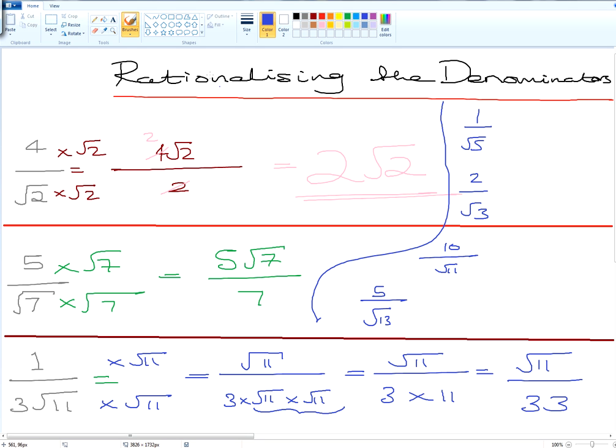Who's doing the first question? So times that by root 5. That gives you root 5 over 5. Because don't forget, root times by a root is the number inside. So times this one by root 3. That gives you 2 root 3 over 3. Nice. 2 questions already done easily and quickly.